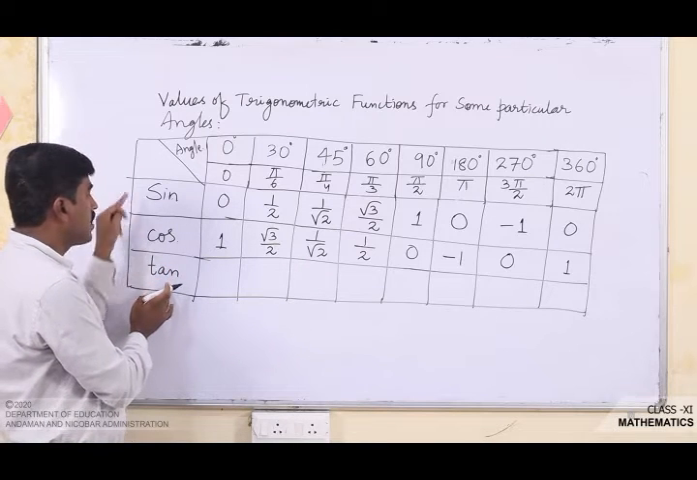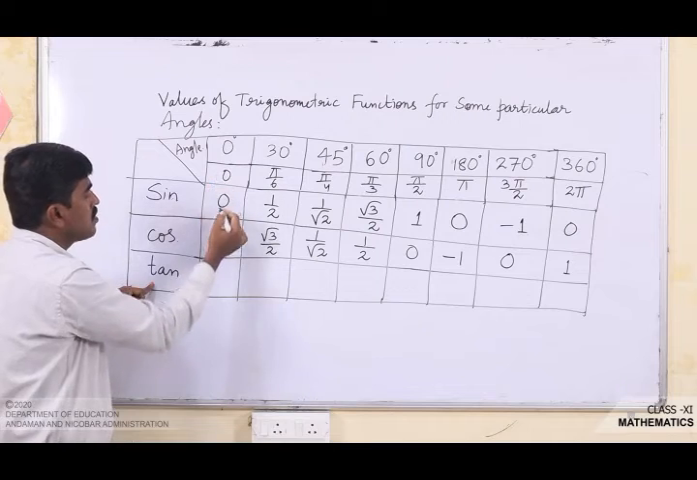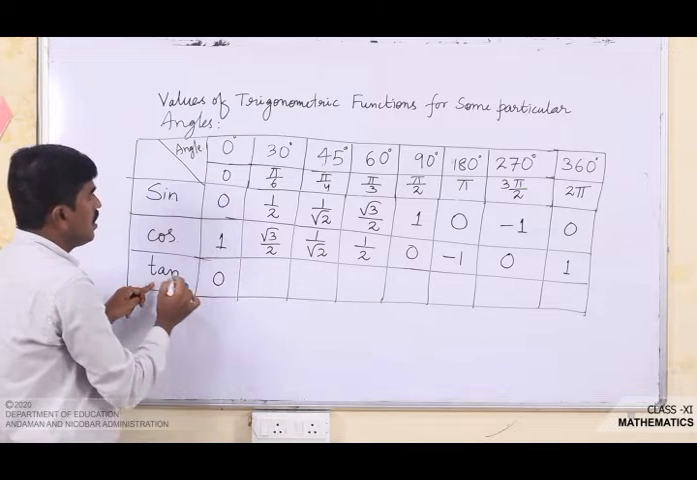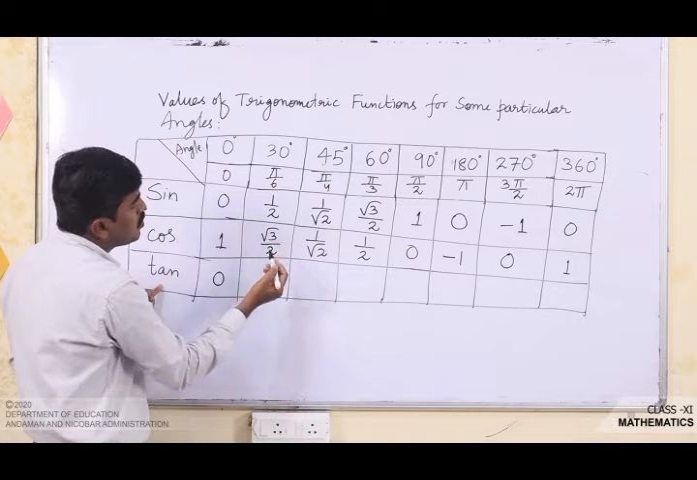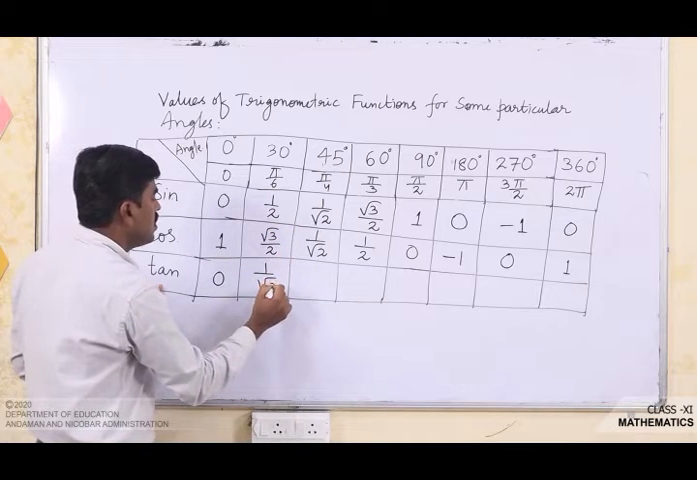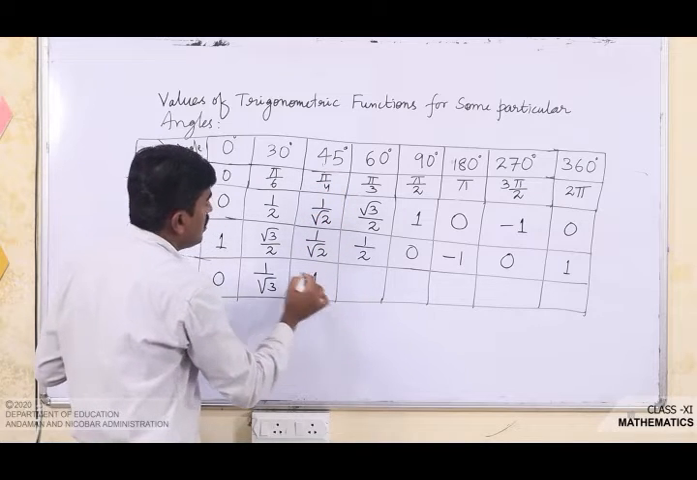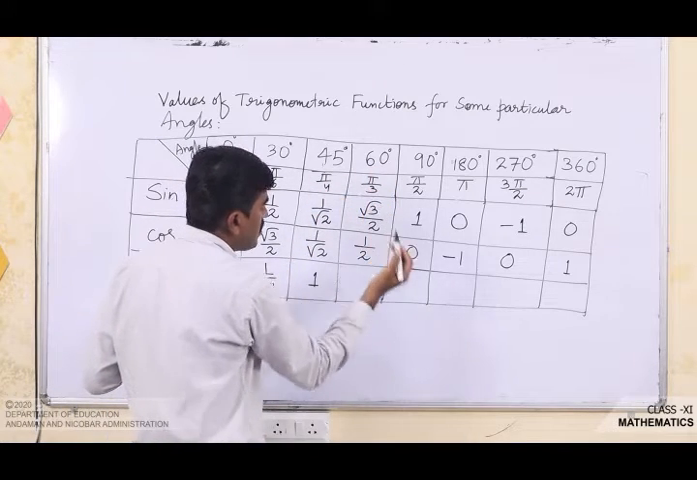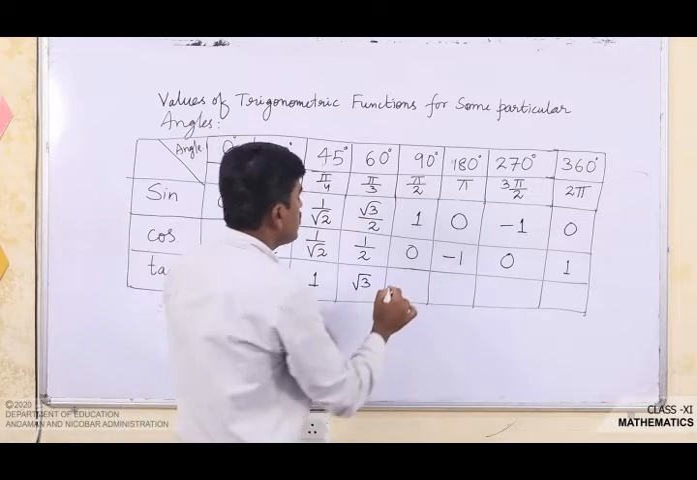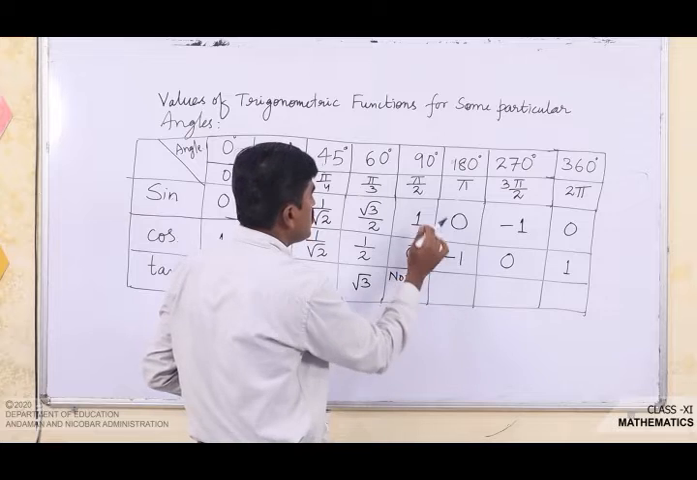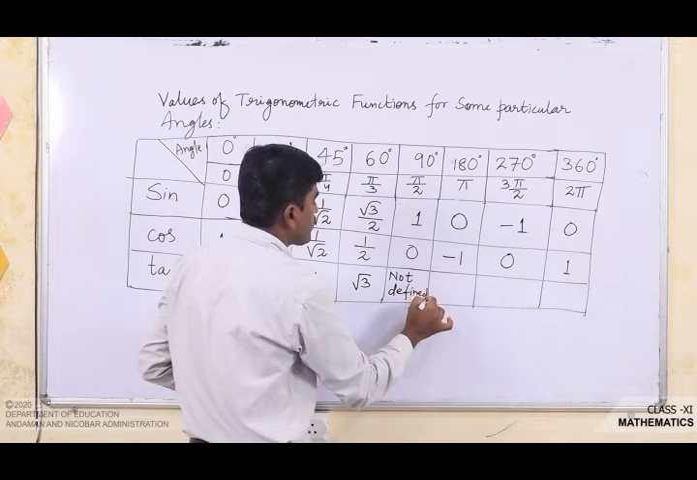And tan. Now we know that tan is sin by cos. So tan 0 is 0 by 1, that is 0, and tan 30 degree or tan pi by 6 is 1 by 2 divided by root 3 by 2, that is 1 by root 3. Similarly tan 45 or tan pi by 4 is 1, tan 60 degree or tan pi by 3 is root 3, and tan 90 degree is not defined as it is 1 by 0. Division by 0 is not defined.